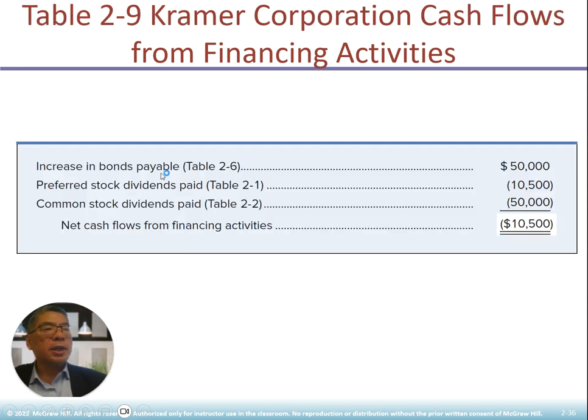You got the increase in bonds payable of 50,000. You got a preferred stock dividend paid out at 10,500. You got a common stock dividend paid out of 50,000. The total net cash flow of financing is minus 10,500.